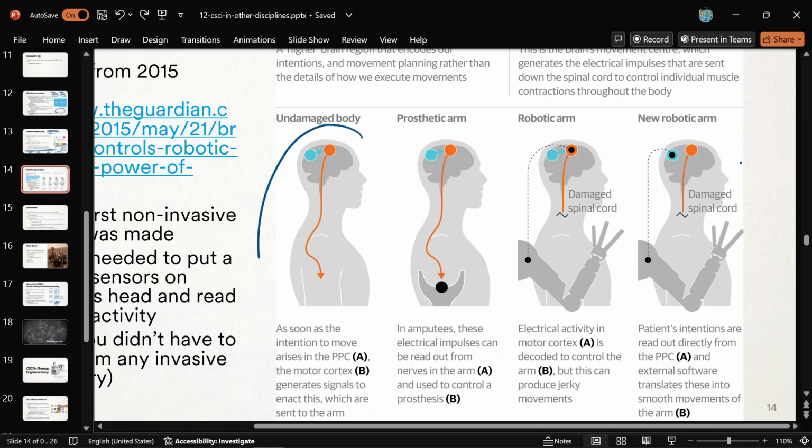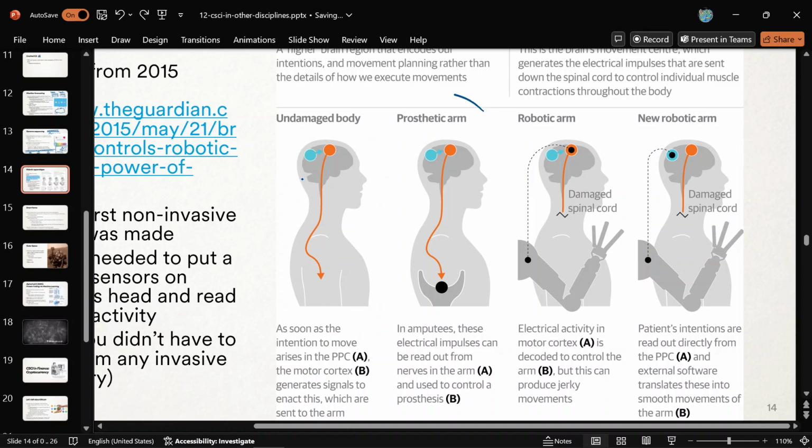If you have an arm and you move it, you're sending data from your brain. Your brain is like, I think I want to move my arm, and then it tells a part of your brain, the motor cortex apparently, to do the movement, and it sends the signal down your spinal cord, eventually into your arm, and it moves, right? That's in an undamaged body.